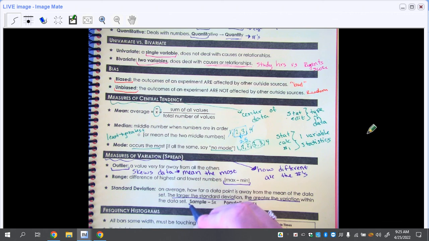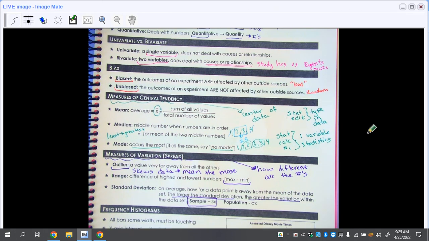And we have two types of standard deviation. We have a sample standard deviation. So that's where if you, instead of looking at the entire population, you look at a small portion of the population. So like if we're looking for the heights of all 10th grade students, but I only look at your class, that is a sample because I am not looking at all the 10th grade students. I am only looking at a small sample of them. Population would be if I looked at all of the students.